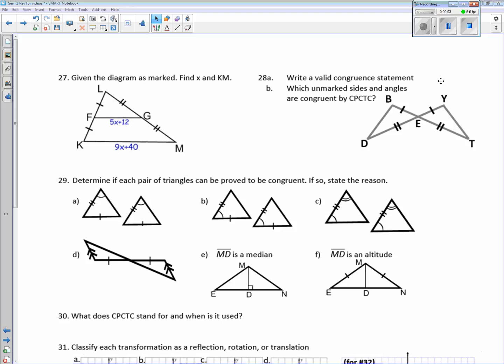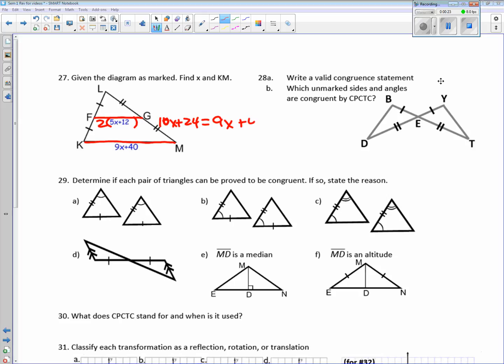27 is another example of a midsegment. Remember, a midsegment is half the length of the side that it's parallel to, which means you have to double it to make it equal to the longer side. So if I double that, I'm going to get 10x plus 24.